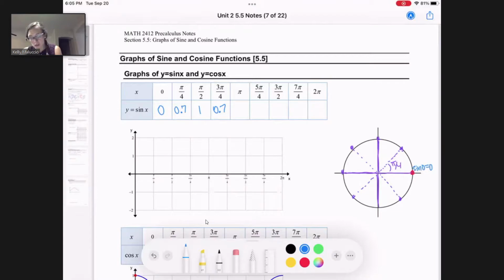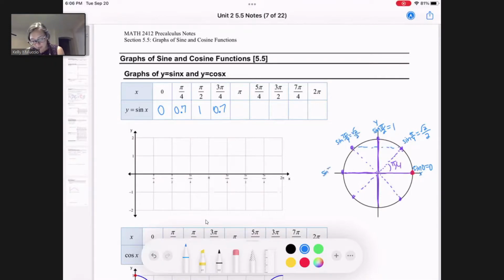I know sine of pi over 4 is root 2 over 2, right? And we got that decimal there. Sine of pi over 2 is 1. And we can also think of it as the y value, right? If this is like the y-axis, the x-axis, then we have sine of 3 pi over 4 is again root 2 over 2, because see, y is still positive. These values, they do not change, right?